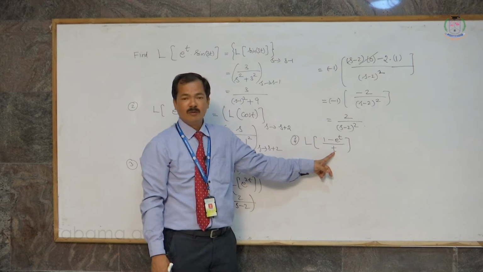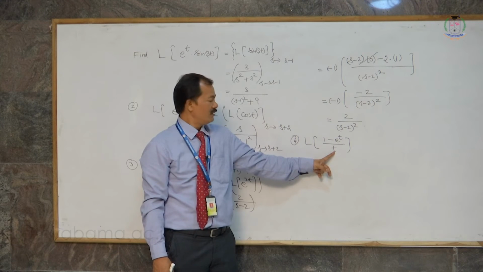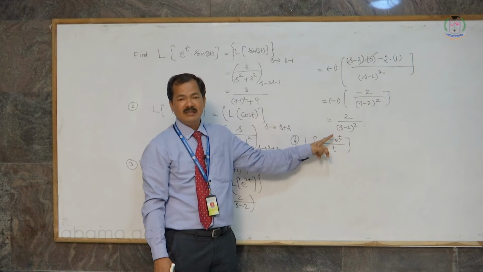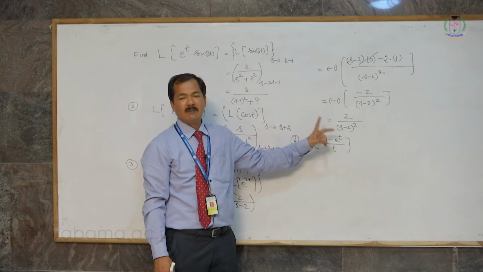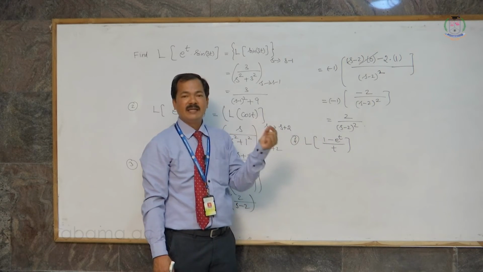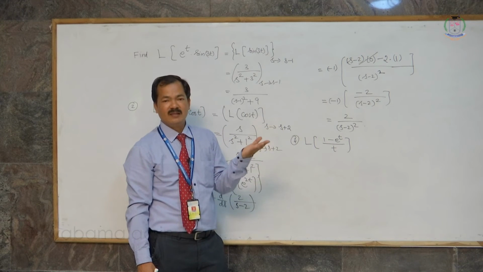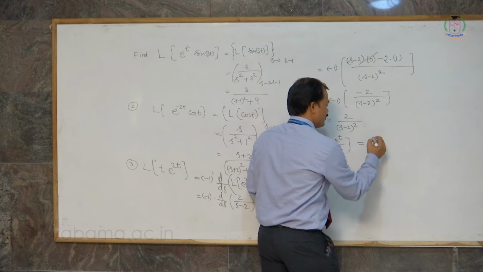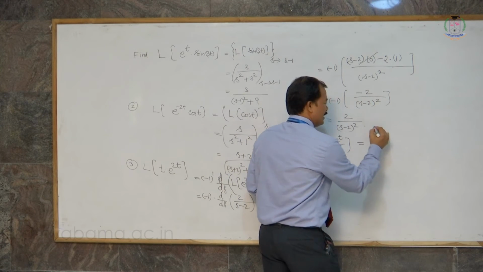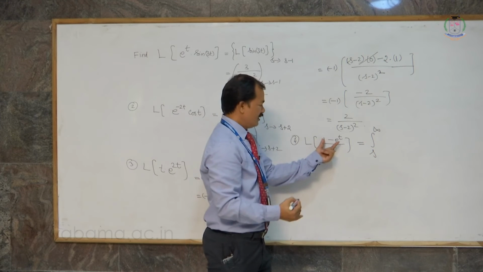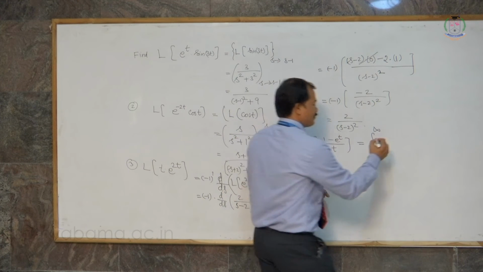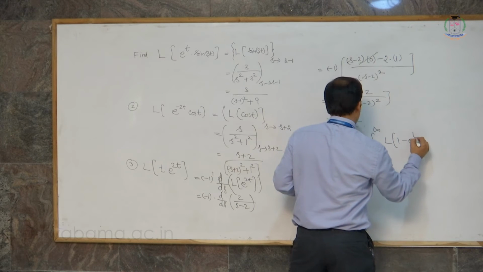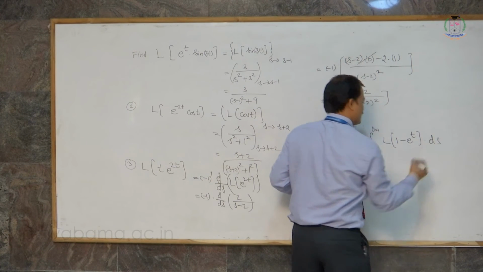We can make use of L'Hospital rule, and L'Hospital rule says differentiate numerator separately, differentiate denominator separately, and then apply the limit. When you do so, we get a finite value, that means limit exists, therefore, we can write the Laplace transform, this one is equivalent to integral s to infinity, Laplace transform of the numerator, 1 minus e power t, into ds.